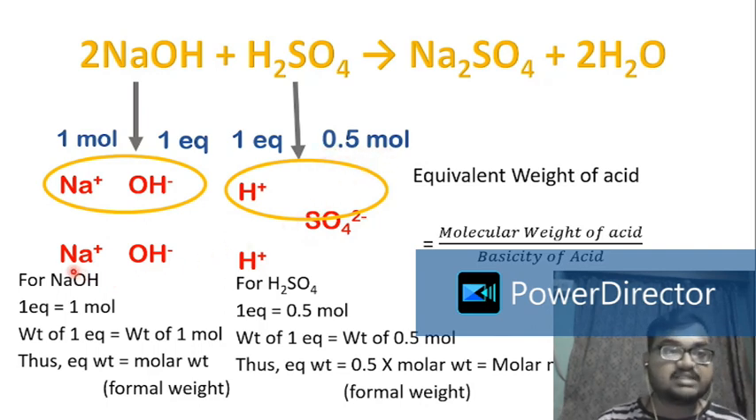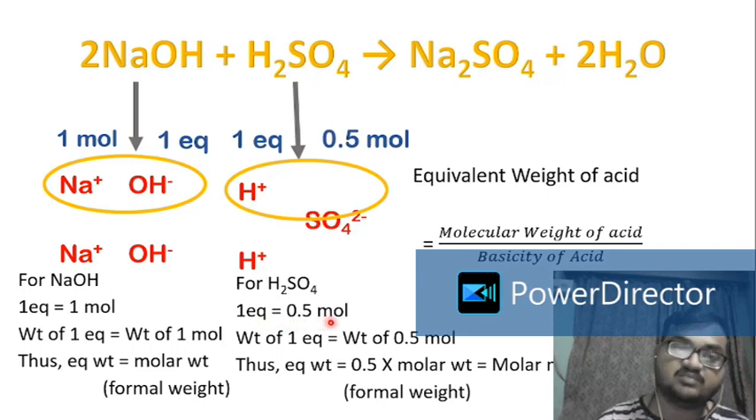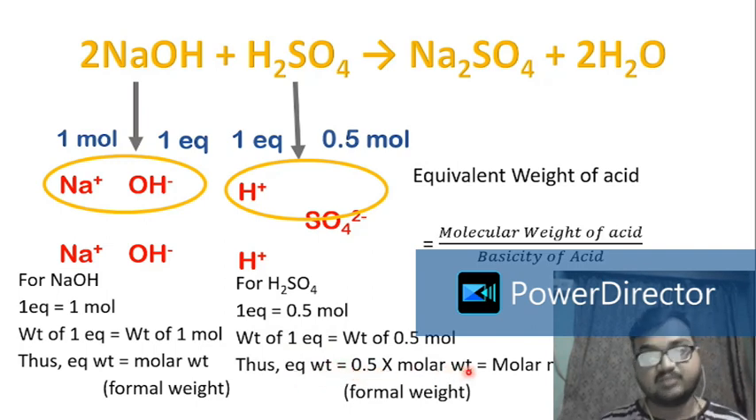So when we do it separately for NaOH and for H2SO4, we see 1 equivalent equal to 1 mole. Here 1 equivalent equal to 0.5 mole. And weight of 1 equivalent will be equal to weight of 1 mole, and we know weight of 1 mole is the gram molecular mass or the molar mass. So equivalent weight we can get equal to the molar weight. But here 1 equivalent corresponds to 0.5 mole. So weight of 1 equivalent will be weight of 0.5 mole, and thus the equivalent weight will be 0.5 into the molar weight. So it is molar mass by 2.